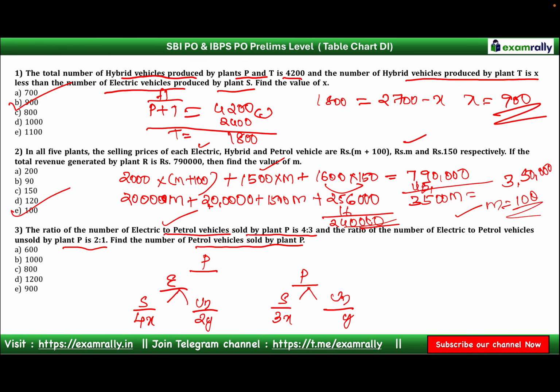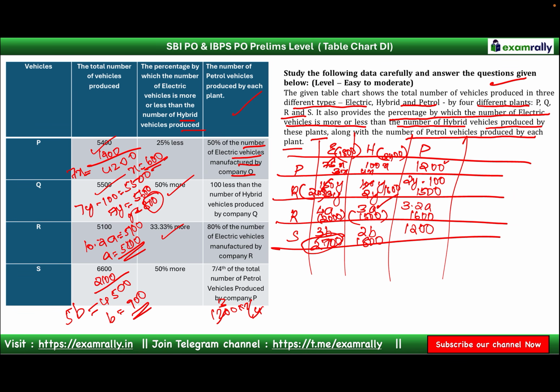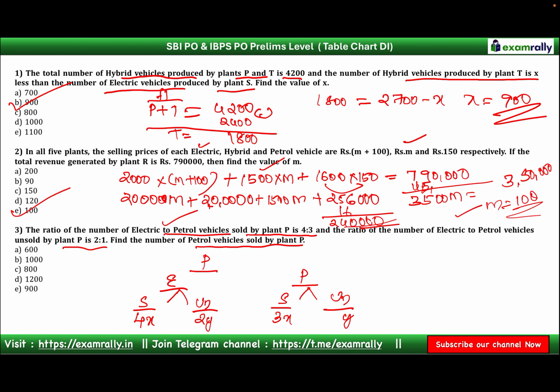So now we can consider the electric and petrol vehicle totals in the case of P. Electric vehicle total is 1800 and petrol vehicle total is 1200. You remember, 1200. See here, 4x plus 2y will be equal to 1200. If you divide it again, you will get how much? 2x plus y equal to 900.